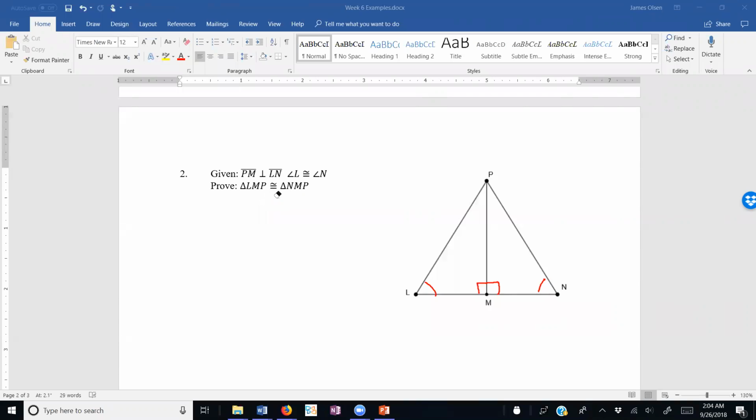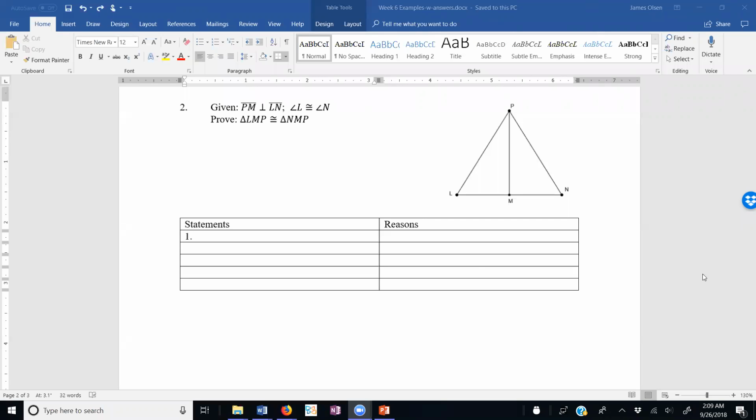So this side is congruent to itself, and this is going to allow me to use angle-angle-side. So we have our plan for our proof. Now let's see if we can write up our proof.